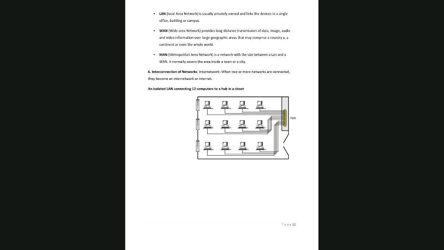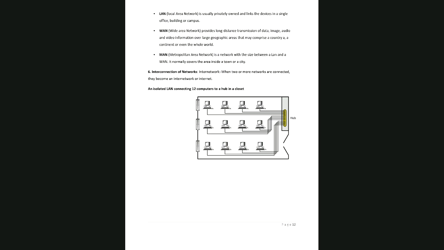Then is WAN. WAN is a wide area network, which provides long distance transmission of data, image, audio, video, and information over large geographic areas. It may comprise a country, a continent, or even the whole world. Remember, in the last class I told you LAN is for a small area. It can be a building or a campus. And WAN is for a larger area. It can be a whole country or a continent or the whole world.